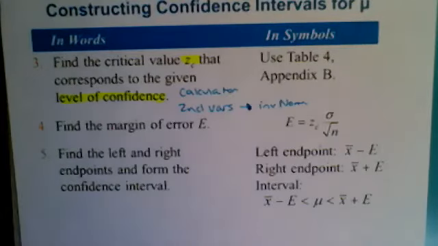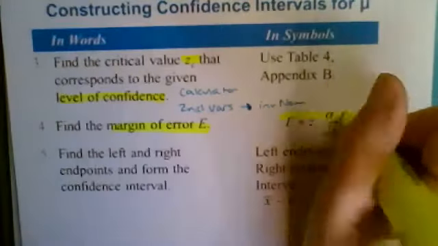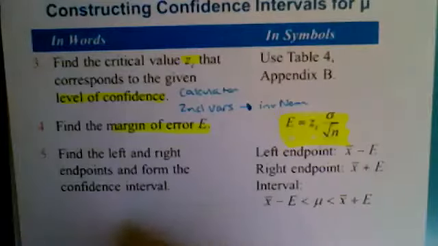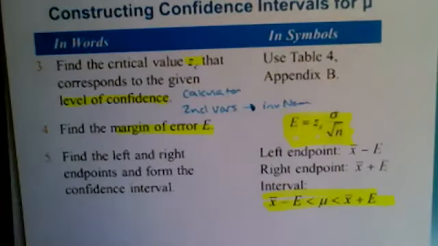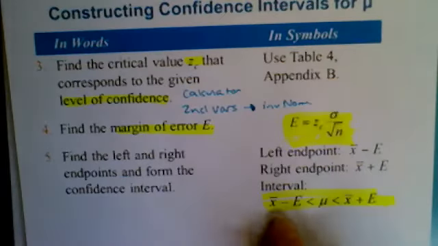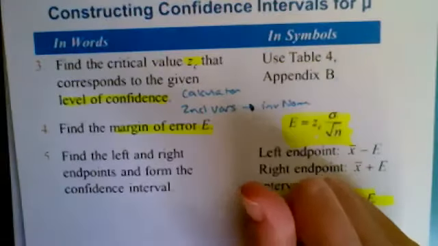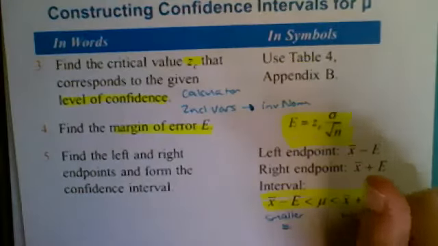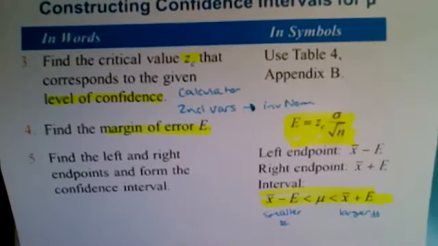You need to find the margin of error, and then you're going to use that margin of error to add and subtract to get the endpoints of your confidence interval. Just keep in mind, it's always going to be the smaller number here and then the larger number here. That's just convention with how we write it.